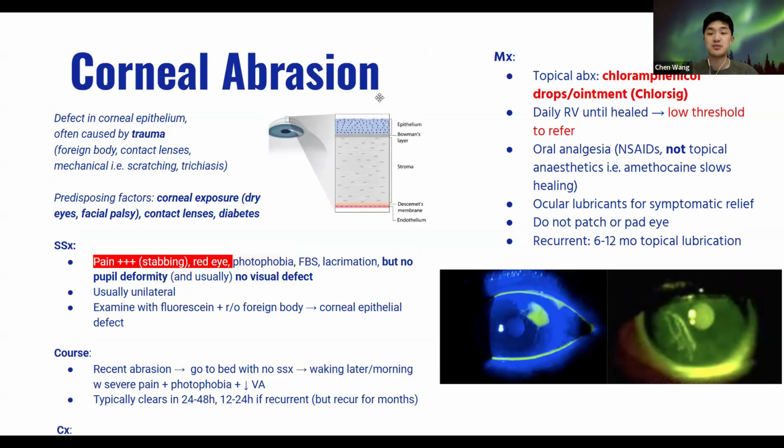You would want to prescribe antibiotic ointment, chloramphenicol is an option, and you would want to give them some analgesia as well to help with the pain, and some ocular lubricants for symptomatic relief as well. So the next condition is a corneal ulcer or keratitis, which we'll talk about in the next slide. This is a little bit worse than an abrasion.